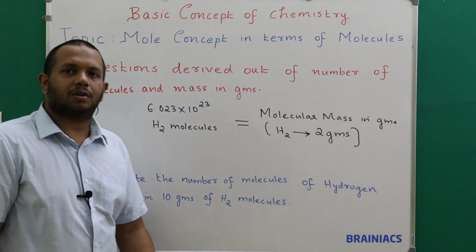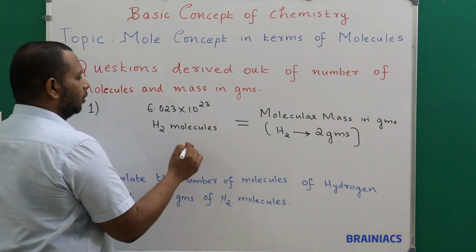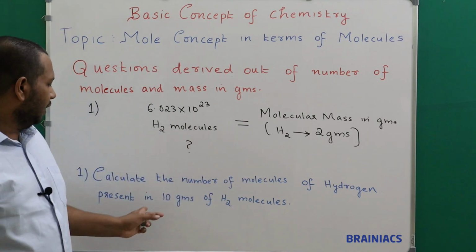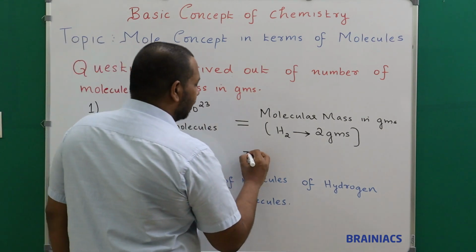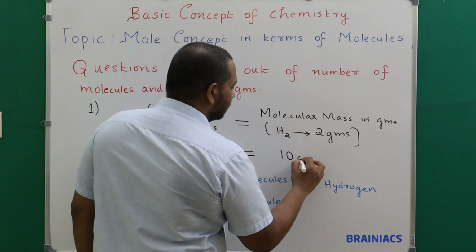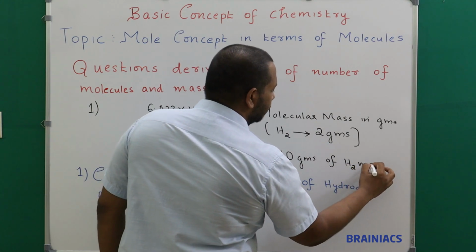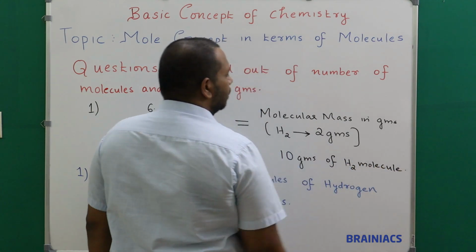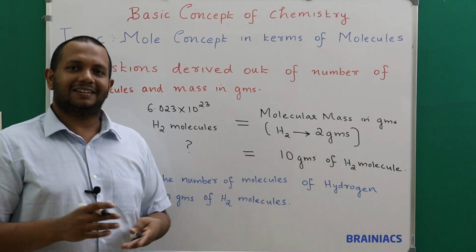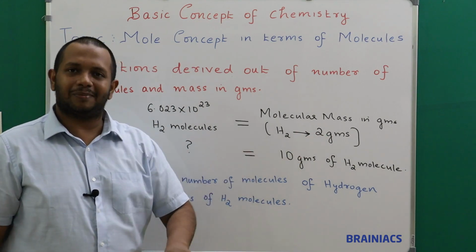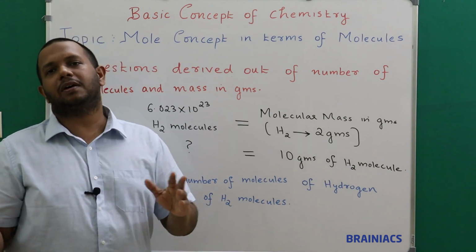More clear now. Now, what they are asking you to find out is the number of molecules, so here I will put the question mark. And what they have given is 10 grams of hydrogen molecules, so I can keep it here, 10 grams of H2 molecule. Now tell me how to convert 2 grams to 10 grams. Again, two methods are there: convert this to 1 gram and then multiply by 10. To convert this to 1 gram, divide by 2 first, then multiply by 10.